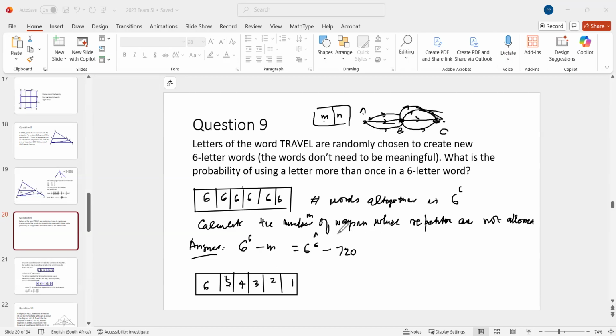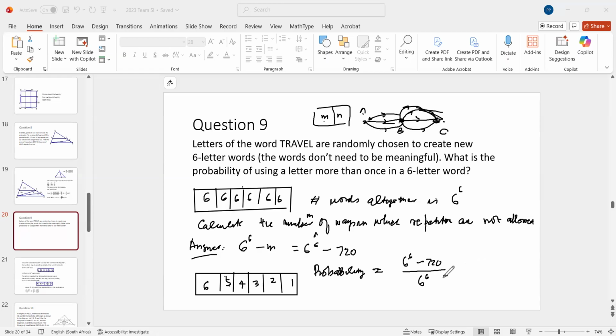But the question is, what is the probability? In other words, this is the number of ways in which repetitions are not allowed. This is the total number of words altogether. So the probability that we are seeking, the chances, is this number, the number of what we call successes, 720 over 6 to the 6. Because this is the total number. And this is the number of situations where repetitions are allowed. I've removed the ones where they are not allowed, so the rest of them are allowed.